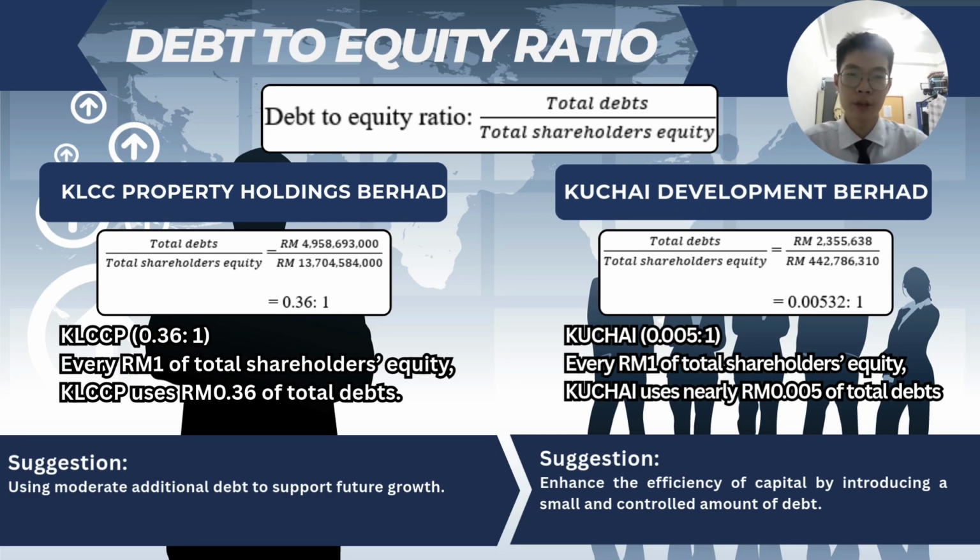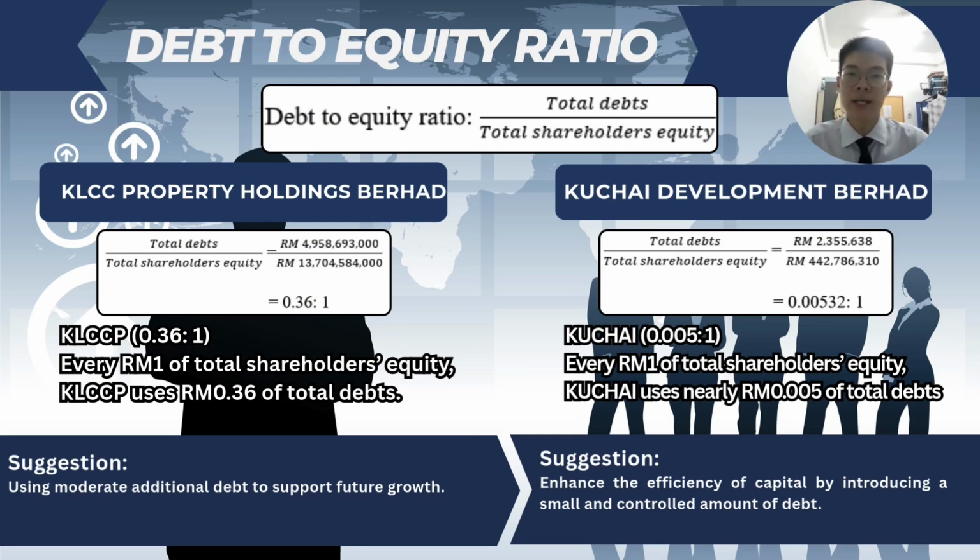The debt to equity ratio assesses how much of a company's financing comes from creditors compared to owners. It compares total debt with total shareholders' equity, and a higher ratio means more reliance on debt and higher financial risk. For KLCCP, the ratio is 0.36 to 1, meaning that for every 1 ringgit of equity, KLCCP uses 36 cents of debt. This is low and indicates a sound and conservative financial structure. KLCCP could still take on moderate additional debt to support future growth.